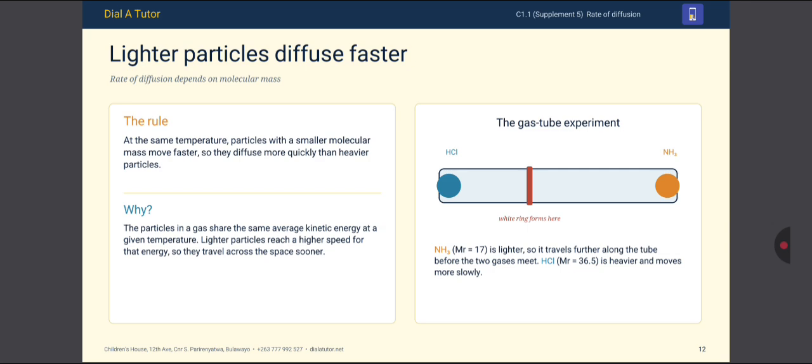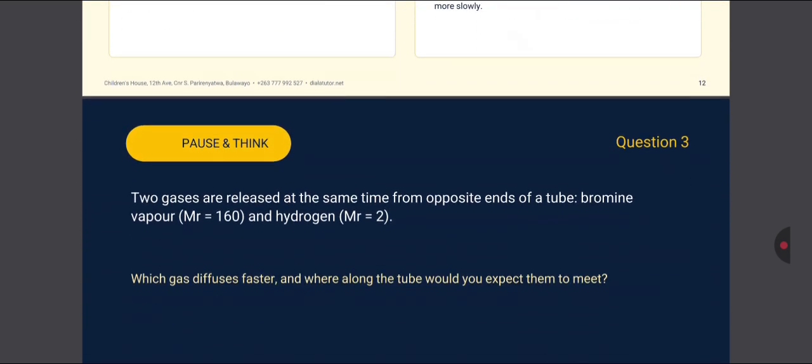So we have this gas tube experiment in the dialog box on the right. You can see hydrochloric acid, and then you have what we know as ammonia on the far left, which is orange, NH3. At the bottom there, you can see NH3 has a molecular mass of 17, which is lighter. So it travels further along the tube before the two gases meet, whereas hydrochloric acid has a molecular mass of 36.5, which is heavier and moves more slowly. And this you will soon see in some of the elaborated experiments.